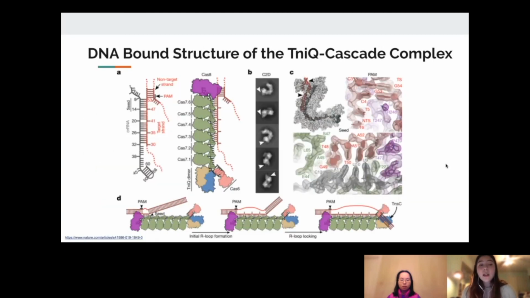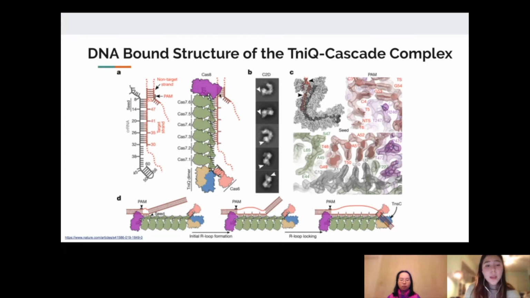Finally, they looked at the DNA-bound structure of the TNIQ cascade complex in order to try and determine what kind of structural aspects of the DNA are needed for recognition by this complex. In order to do this, they looked at the complex when it was bound to a double-stranded DNA that had a 32 base pair target sequence. In this case, we can see that Cas8, right here in the purple, docks where there's a PAM. A PAM is just a short stretch of nucleotides, only a few long, that helps indicate a normal CRISPR Cas complex system where it should bind to a target strand.